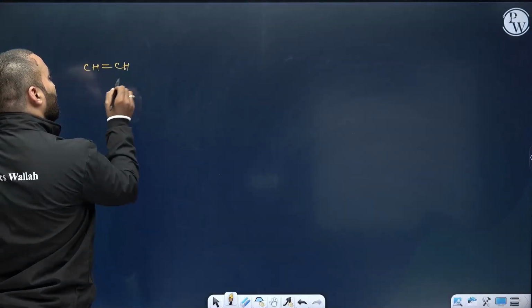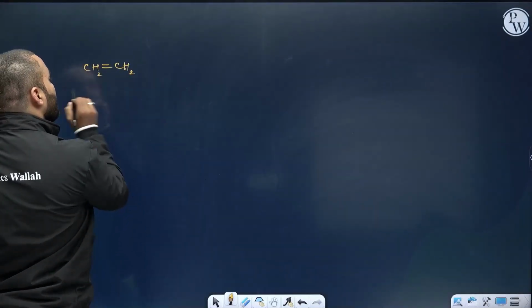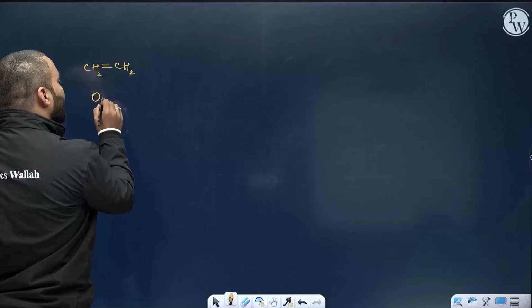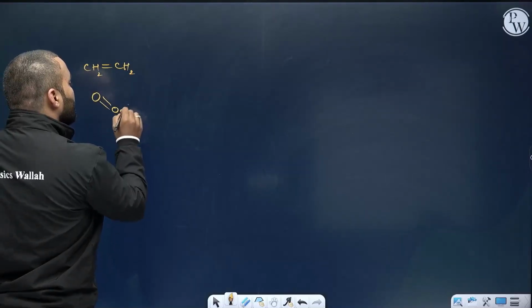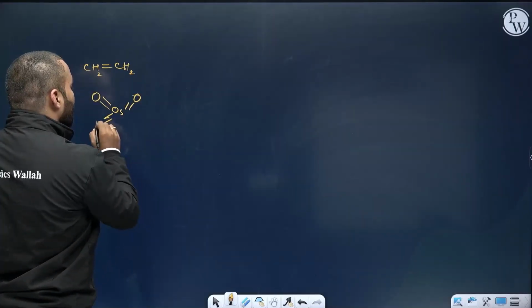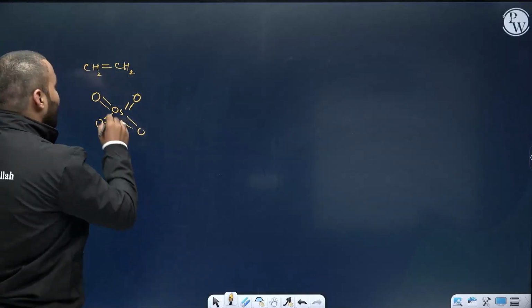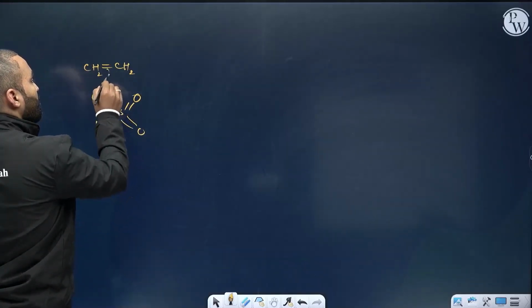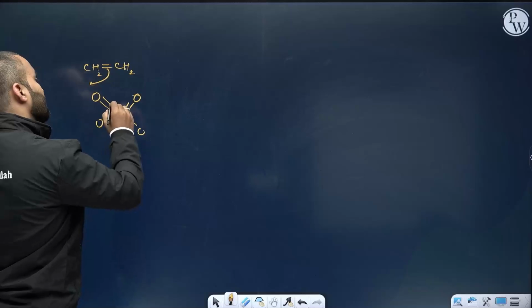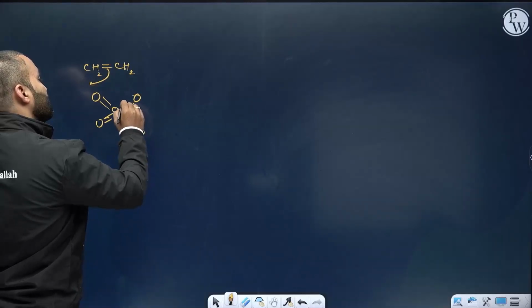Carbon-carbon double bond, if it has to come in contact with osmium tetraoxide. Listen carefully. This double bond moves here. This double bond moves there.